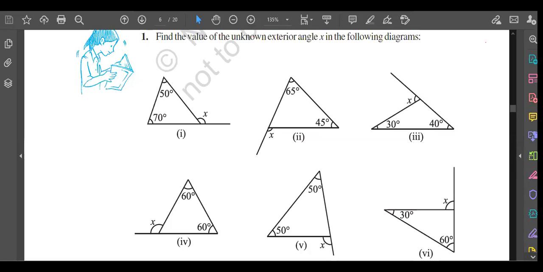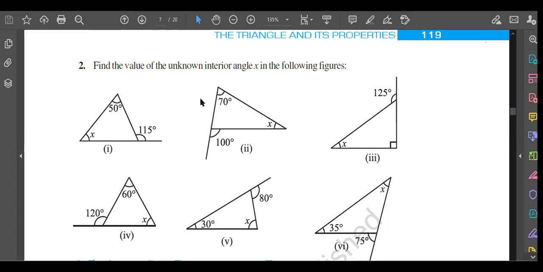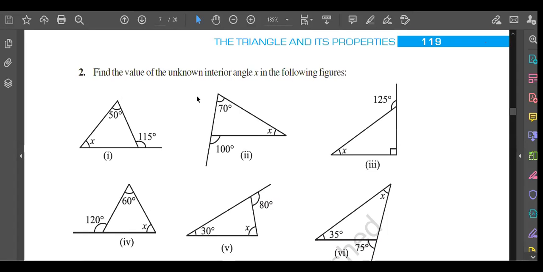Got it, everyone? Easy, easy, easy peasy. Very good. Now, solve this one. You all will be awesome in geometry. You can teach your friends. I'll make you that strong. But you have to practice.